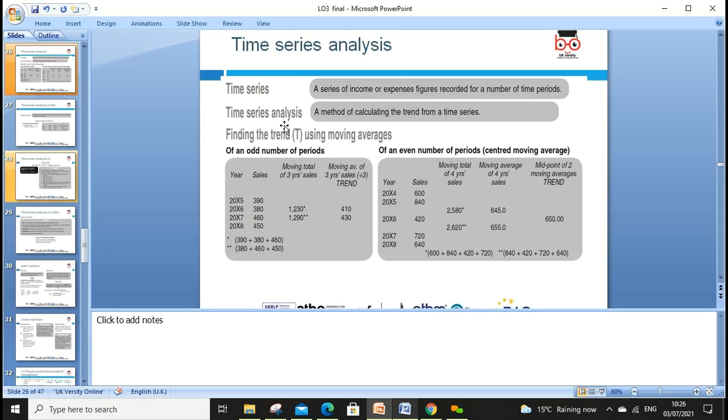If we are looking at a moving average of 3, we add 3 figures and divide by 3. 390, 380, 460, divided by 3, we'll get 1230. And then we can leave the first one and add the next 3 and divide by 3.